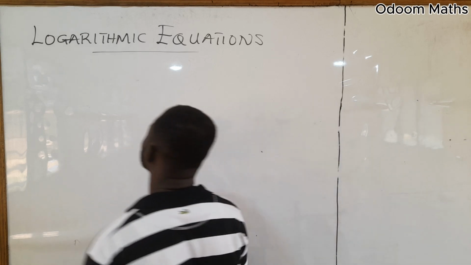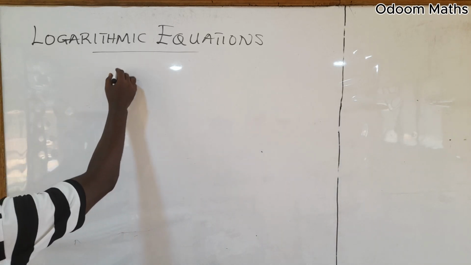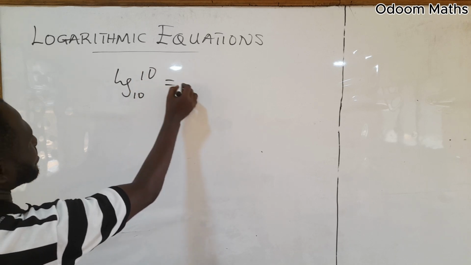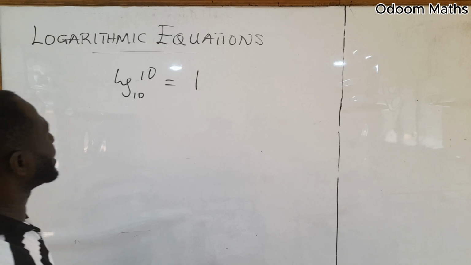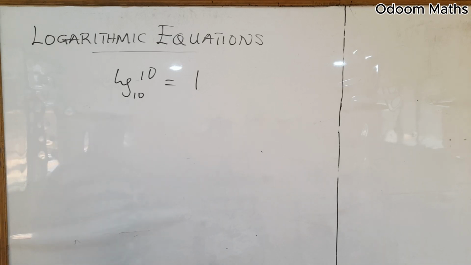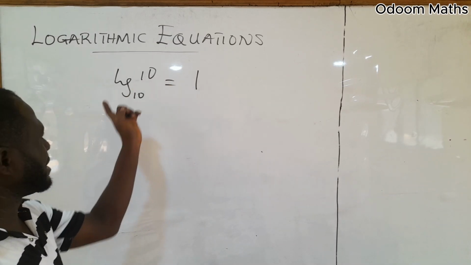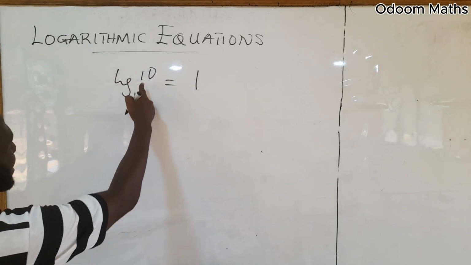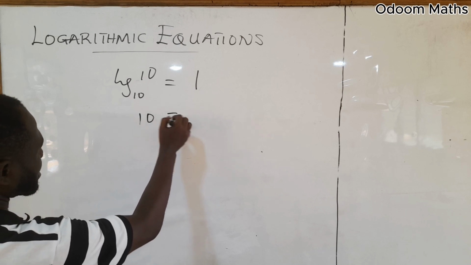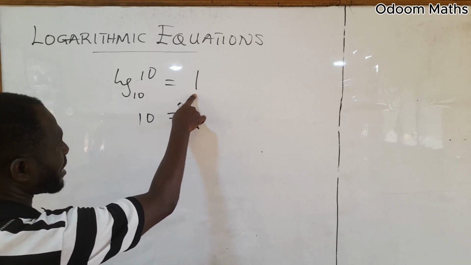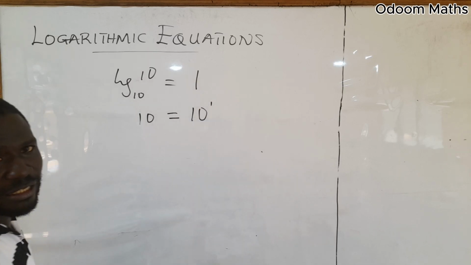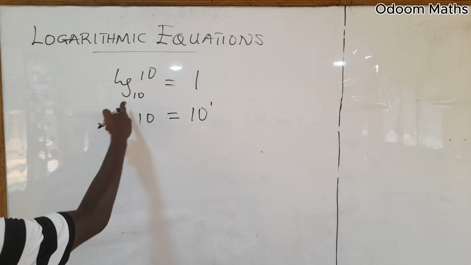Okay, so if I have log 10 base 10, we are told it is 1. Then it means that we can change this logarithm to indices. So 10 will become a base here, and this 10 becomes the exponent. So that is what this implies.